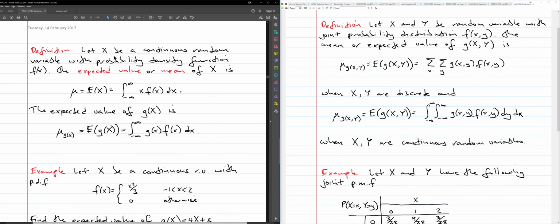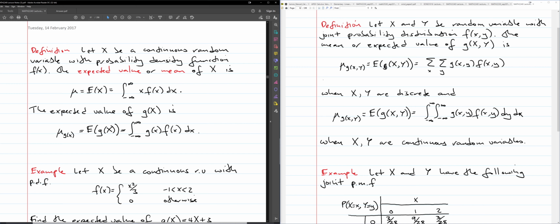Alright, okay, and in the case of a continuous random variable, if we have a function g of X of a continuous random variable X, how we got the expected value of g of X was taking g of small x, multiplying it against the PDF, and integrating between minus infinity and infinity, right? So this is in the case of a single continuous random variable.